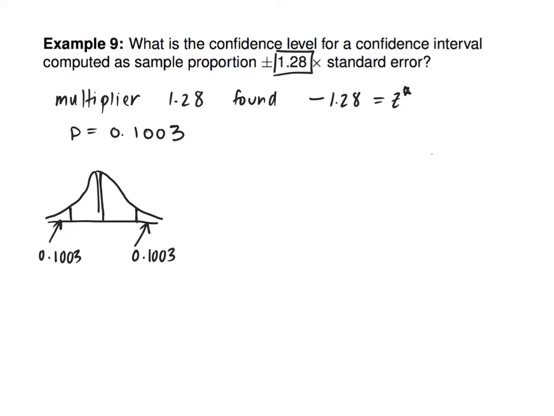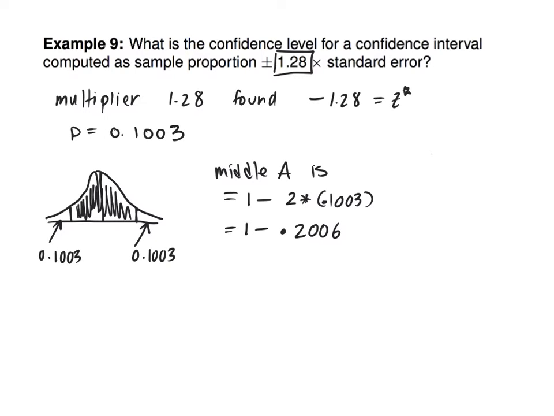Pretending that I could actually draw a curve, your confidence level is the area in the middle, right? So the middle area is 1 minus just one of those, or two of them. So 1 minus 0.2006 corresponds to 0.7994, I think. Is that right? Or about, you hate the rounding up, right? About 80%? Does that make sense? If you want to be more specific and say 79.94%, that's fine too. Is that all right?